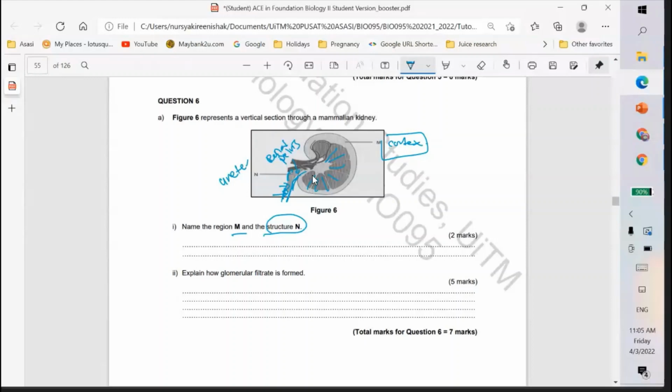So the cortex region will have the glomerulus, the Bowman capsule, proximal tubule and distal tubule. In the medulla region, we'll have the loop of Henle and also the collecting ducts. Those are the components of the nephron in different regions of the kidney. So number 2, Sharifah Nur Aina. Number 2, explain how glomerular filtrate is formed.